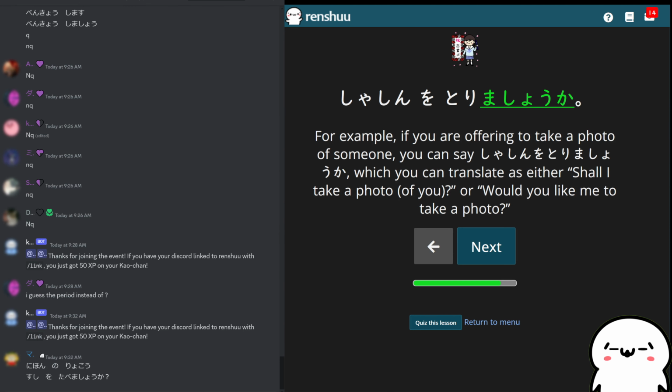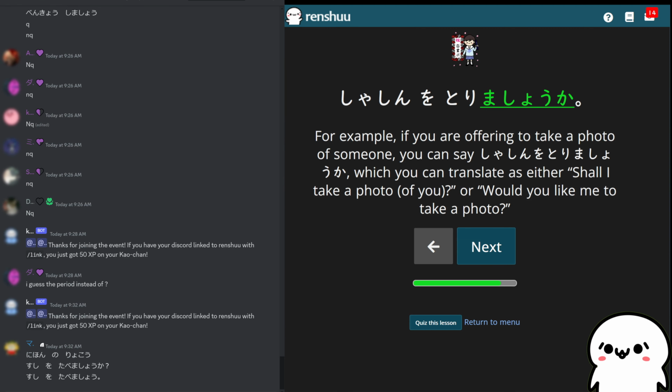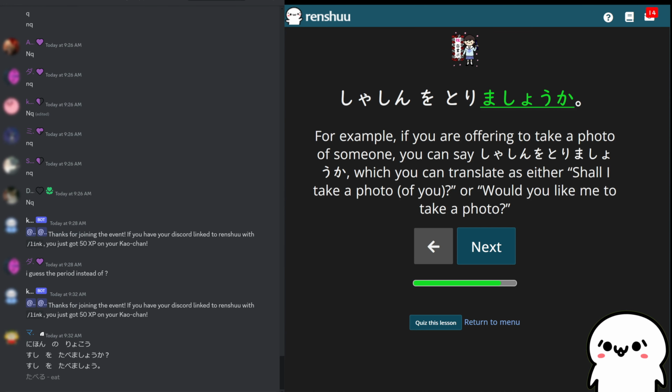Sushi o tabemashou ka? Would you like to eat sushi? That's a good thing for Japan. Of course, I could have also done sushi o tabemashou. And you're free to use whichever one you'd like. But let's think about some actions in Japan. And I'll give you some hints, some verbs you might be using. You might be talking about eating something.